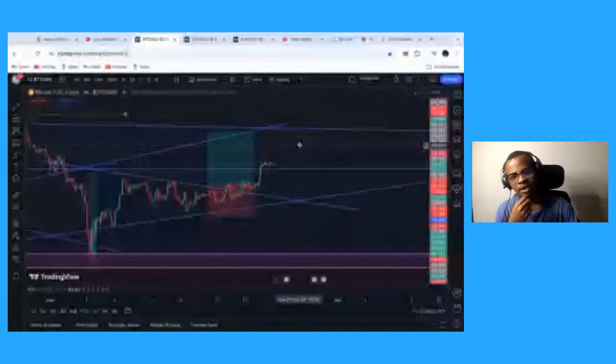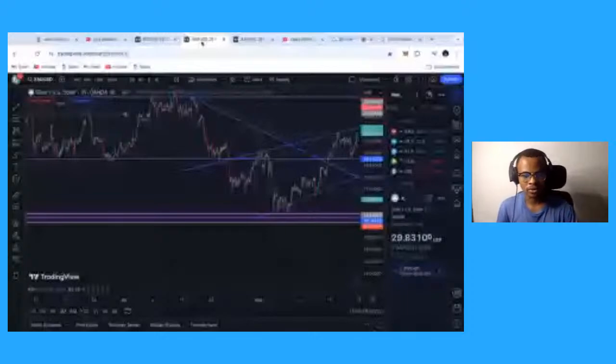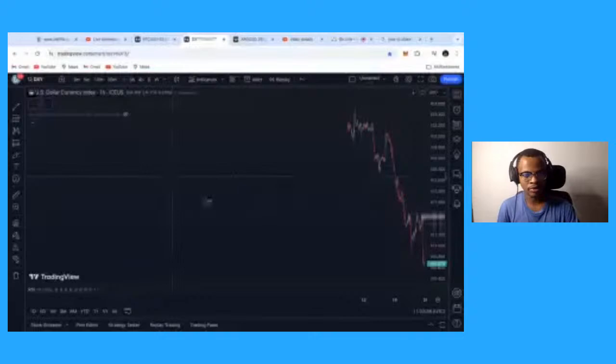The next pair we are looking at is the US dollar. This is the US dollar here, DXY. This is the US dollar, 1 hour. Network is a bit slow, so you guys should be able to bear with me.